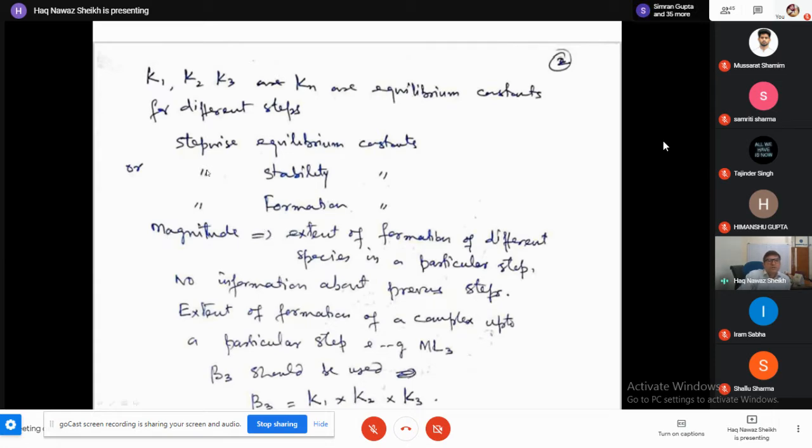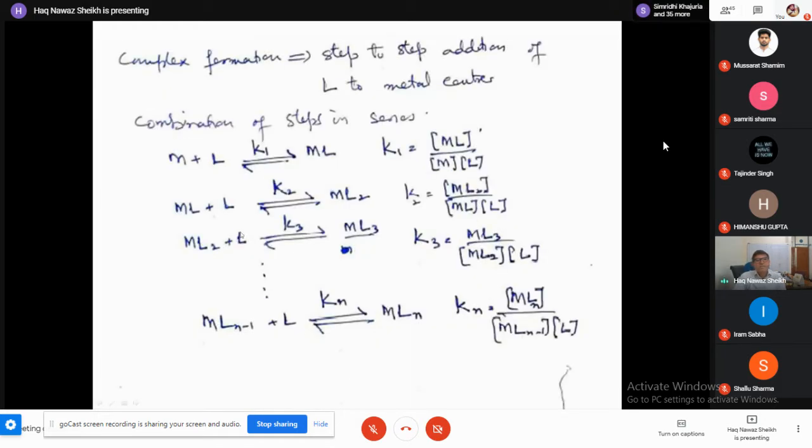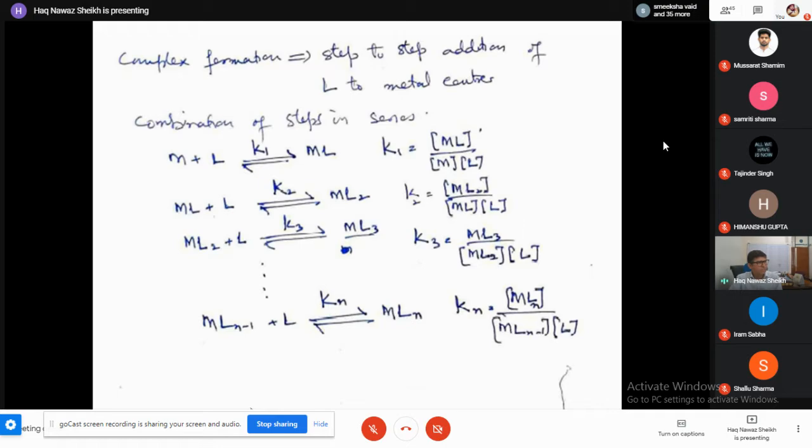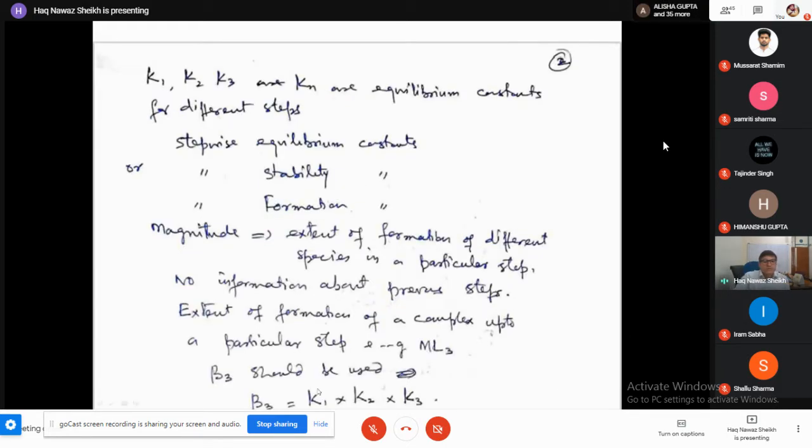So the magnitude of these constants tells us the extent of formation of the different species in a particular step, with no information about the previous steps. For the extent of formation of a complex up to a particular step, for example ML3, beta 3 should be used. So what is beta 3? Beta 3 is M plus 3L, giving you ML3, just as we were using M plus nL with beta n. Beta 3 will tell you the chances of formation of ML3 from metal and ligand. That includes the information of step 1, step 2, and step 3. So beta 3 should be used, and beta 3 is equal to K1 into K2 into K3.